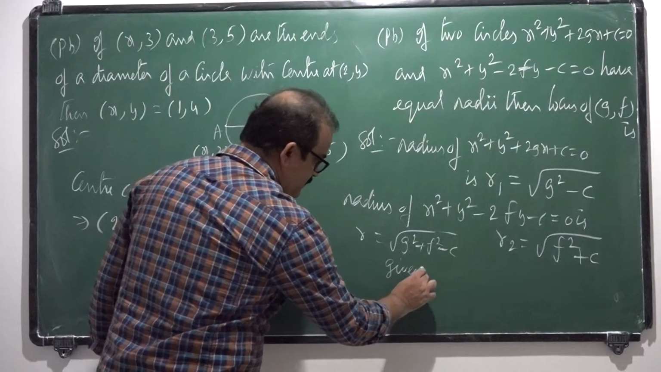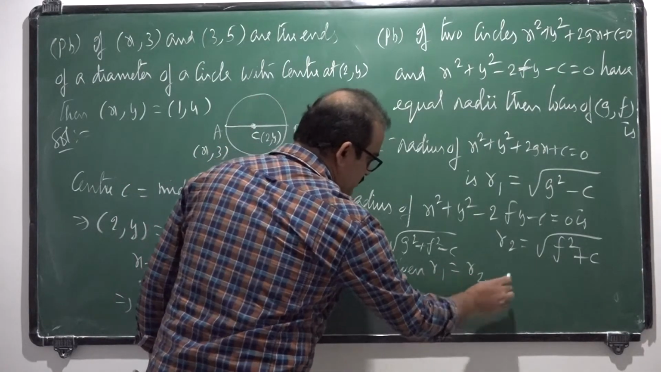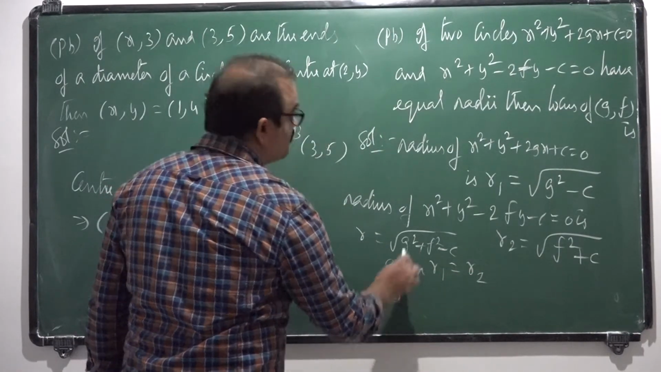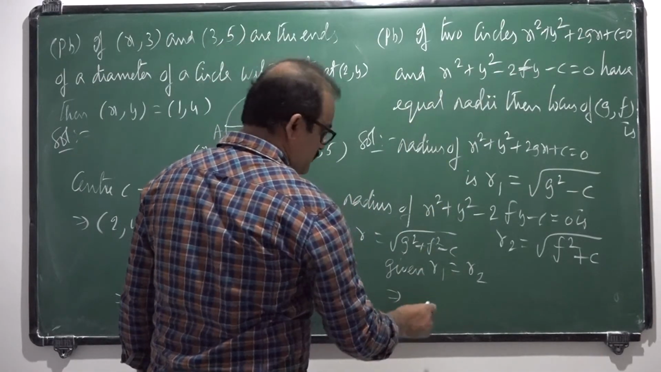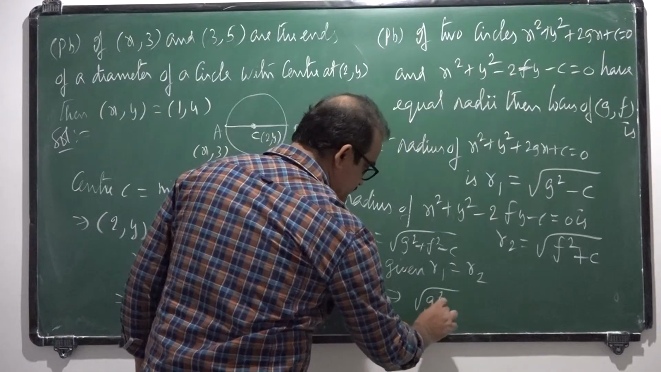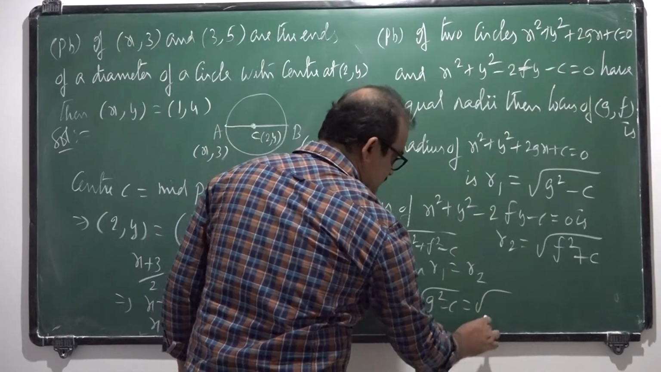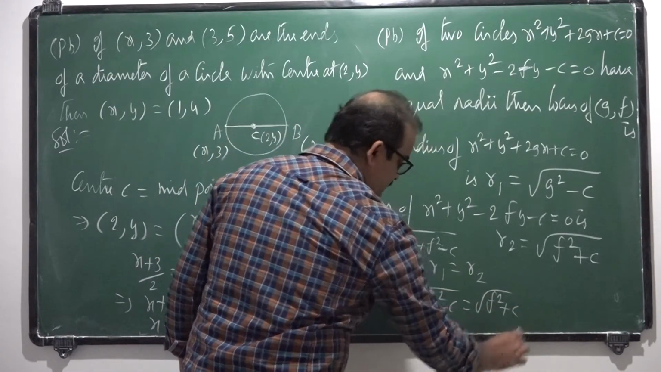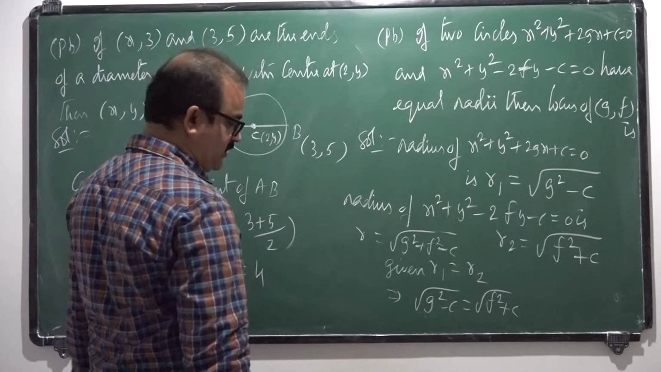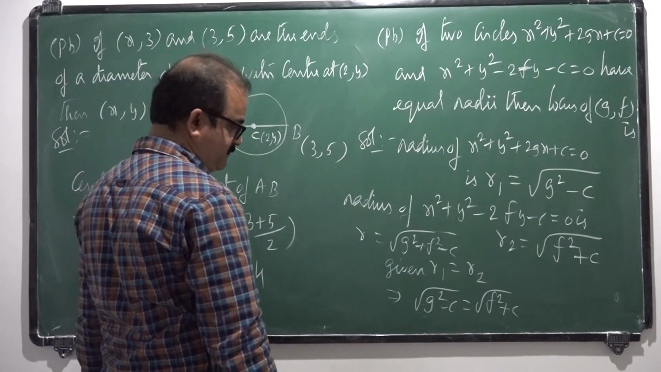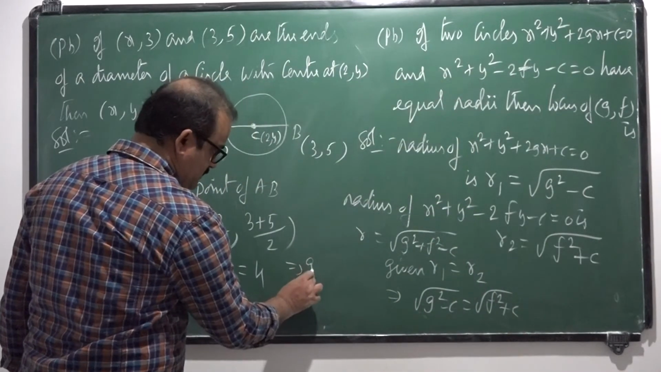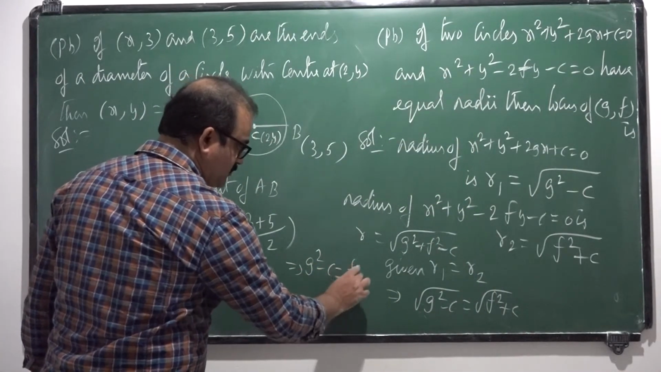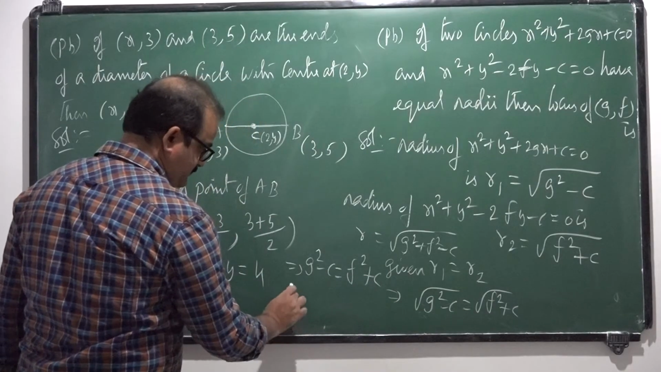Given r1 is equal to r2, equal radii. What is r1? Root of g square minus c. What is r2? Root of f square plus c. Squaring on both sides, what we get? g square minus c is equal to f square plus c.